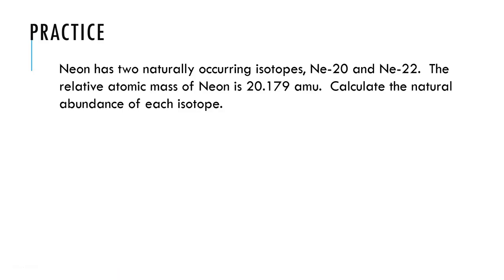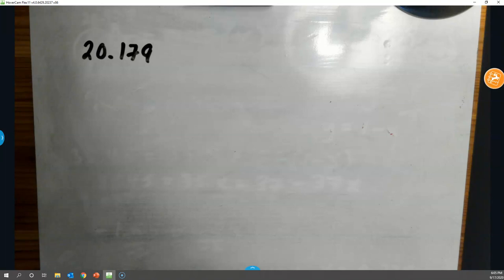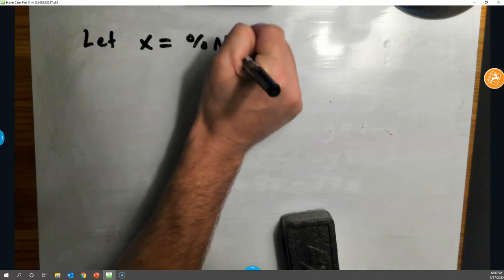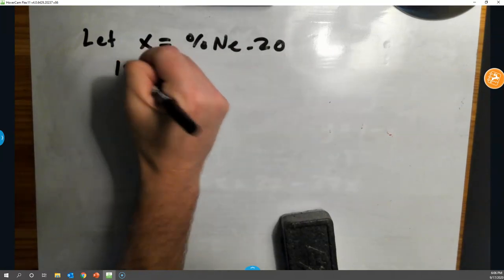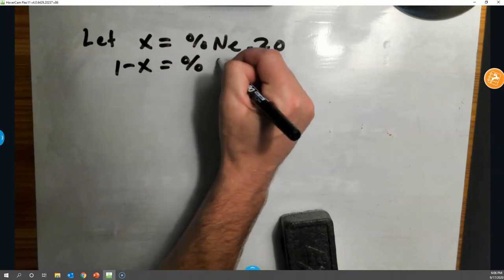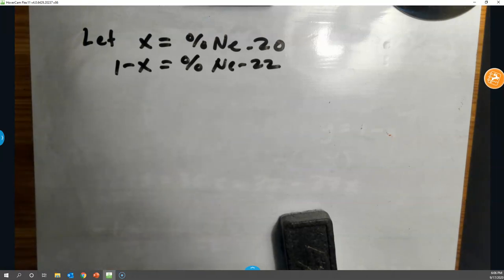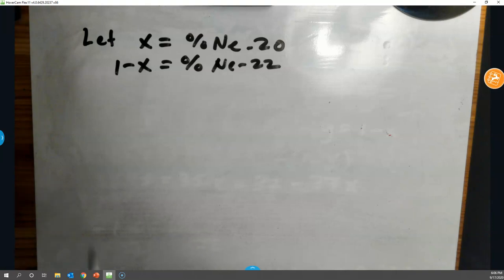I'm actually going to go back to the mass because I already forgot it. So the relative atomic mass of neon is 20.179, and we have neon 20 and neon 22. All right, so when I define my variables, let x equal the percentage of neon 20, which means 1 minus x will equal the percentage of neon 22. Again, once you get used to doing these, you're going to be able to bust them out really quickly because it's the same thing every time.